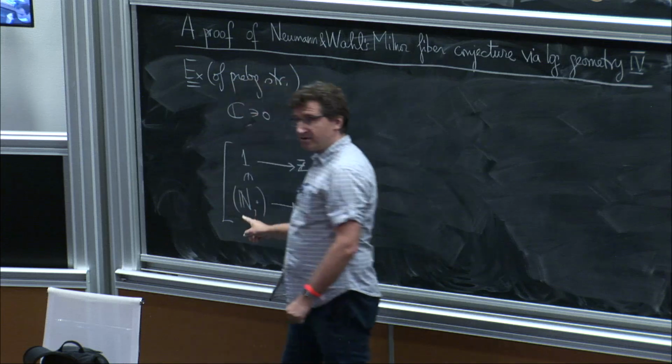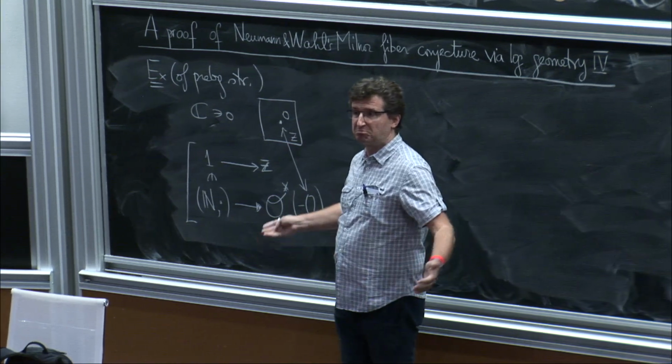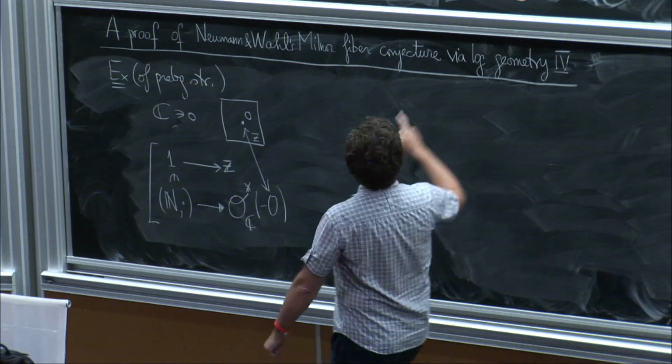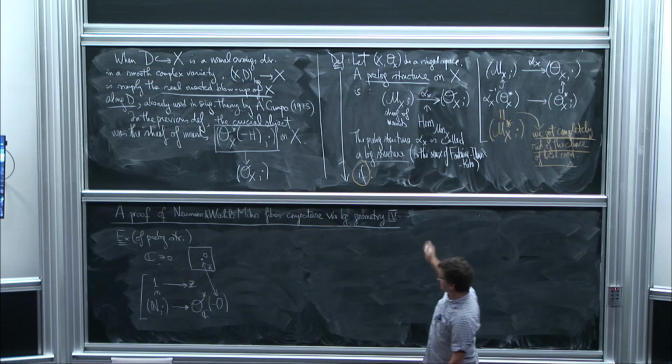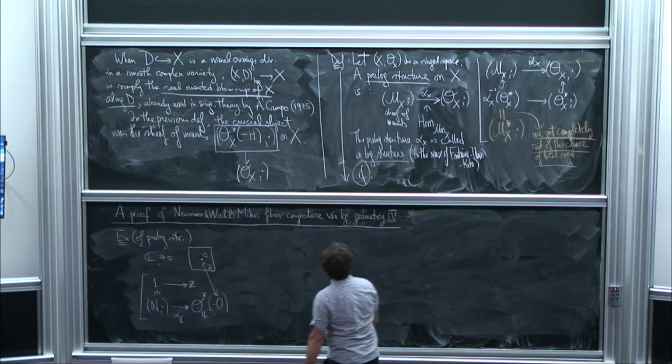So what is N? You can look at it as the constant sheaf of monoids N over the whole space C. So it's exactly something like this. This is a map alpha over C. Okay?